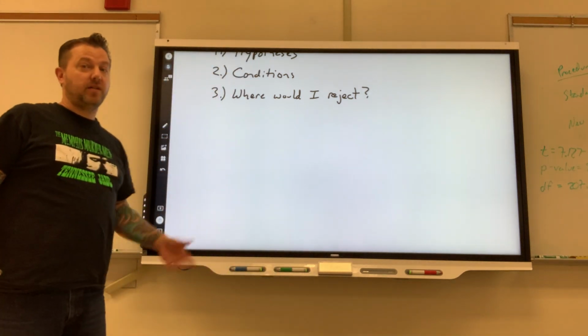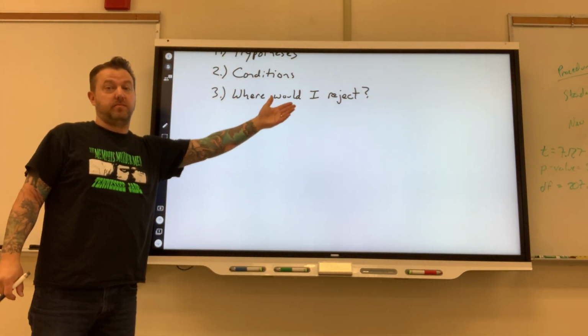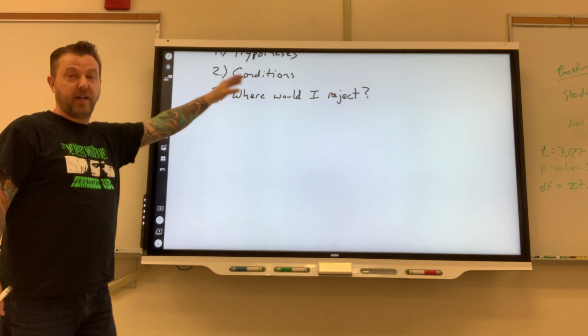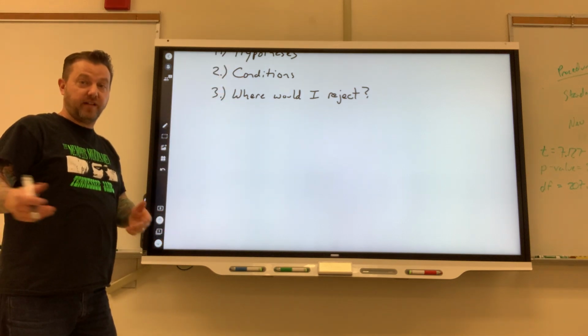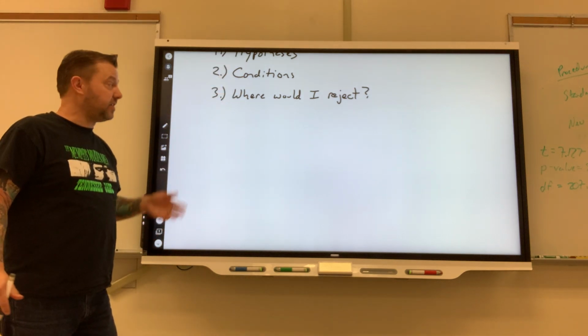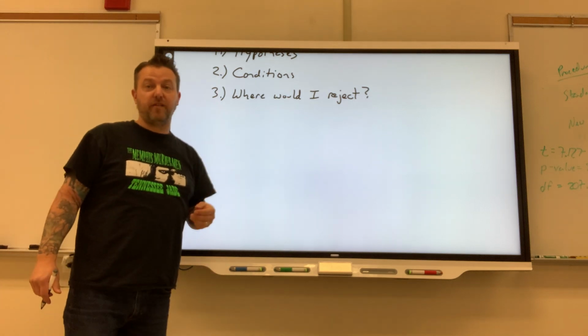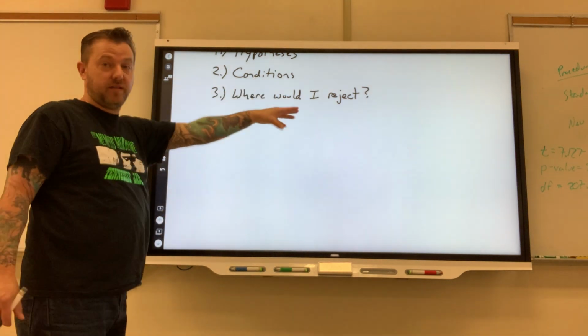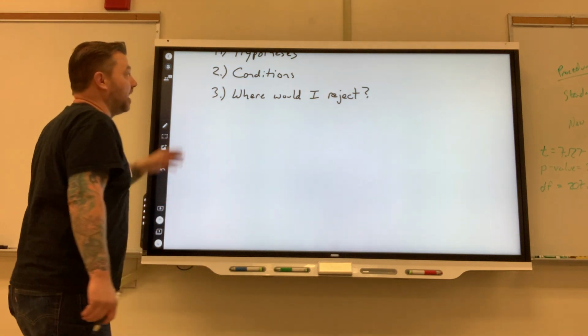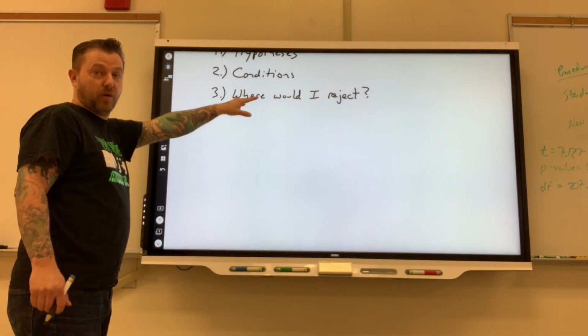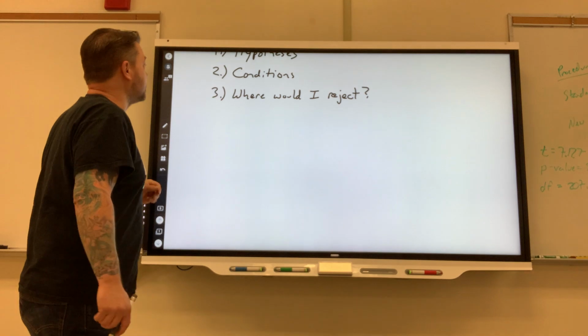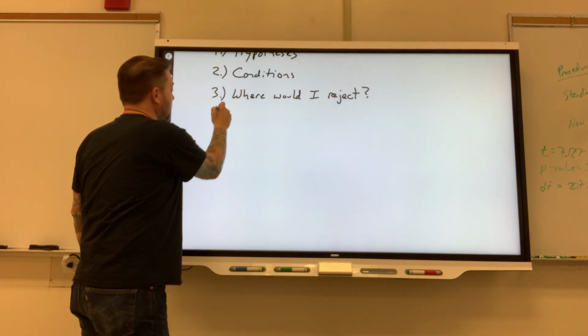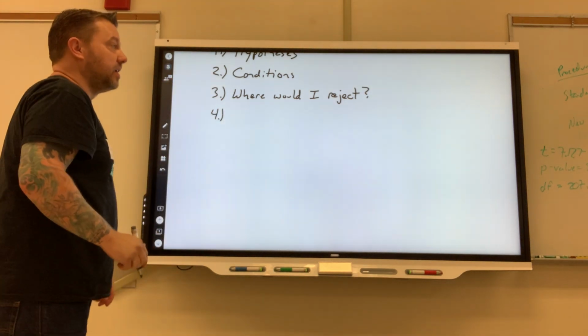Where would I reject? Okay, so you might have to find T. You might have to use T, find degrees of freedom, look at the T chart, and figure it out from there. Okay, so where do I reject based on what your standardized test statistic is? Number 4.